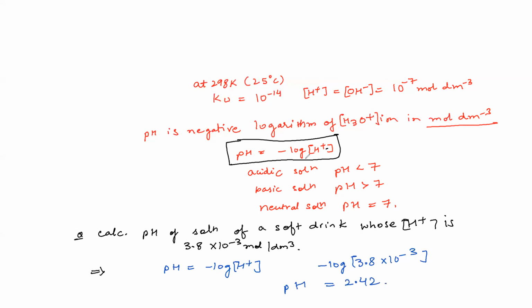Remember one thing, this is log base 10, log base 10 of the hydronium ion concentration. Fine, I hope this is clear. Okay, now what we will do next, we will discuss a few previous year questions, a few sample question paper questions, and a few sample questions, and basically do try them with me. And okay, let's get started.